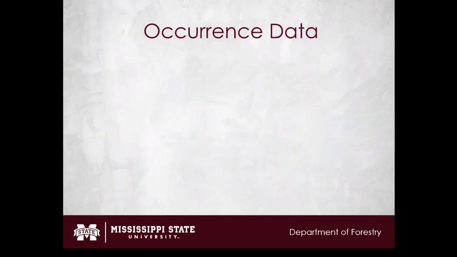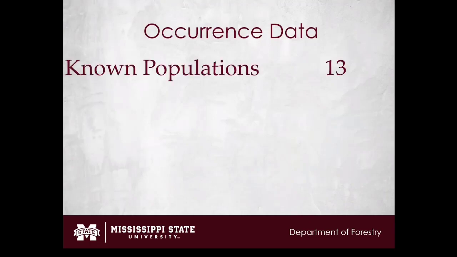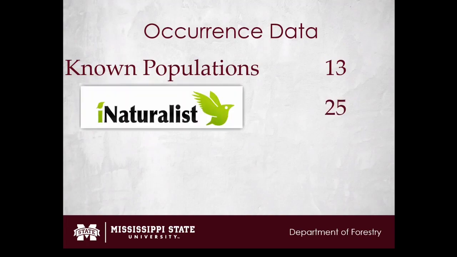Cool. So for my habitat suitability model for the mountain stewardia, we used 13 known populations. My advisor already knew about these populations. He had actually written one of his dissertation chapters on the same species. So he had data on 13 known occurrences. Then I pulled 25 occurrences from iNaturalist.